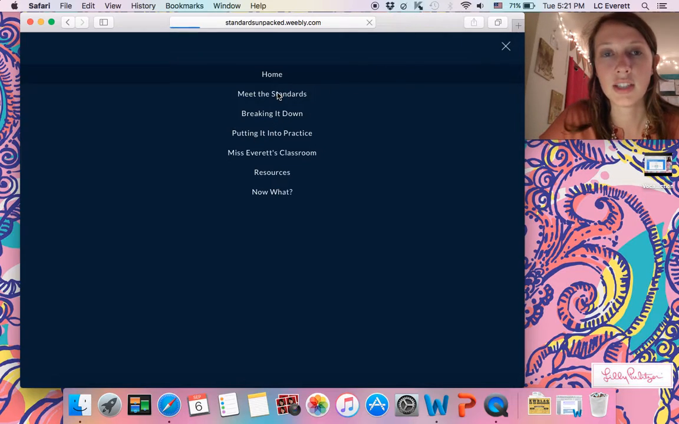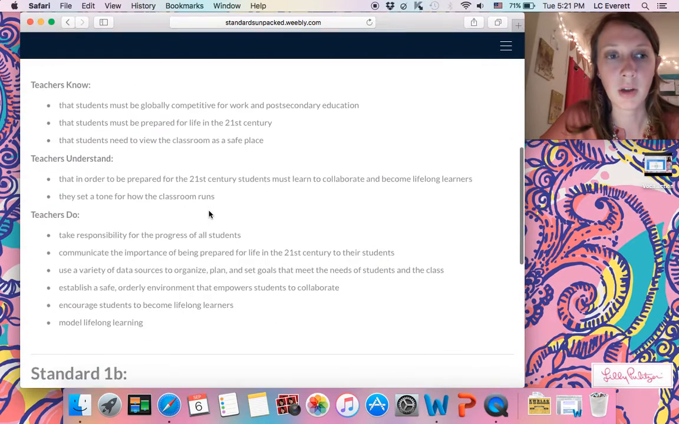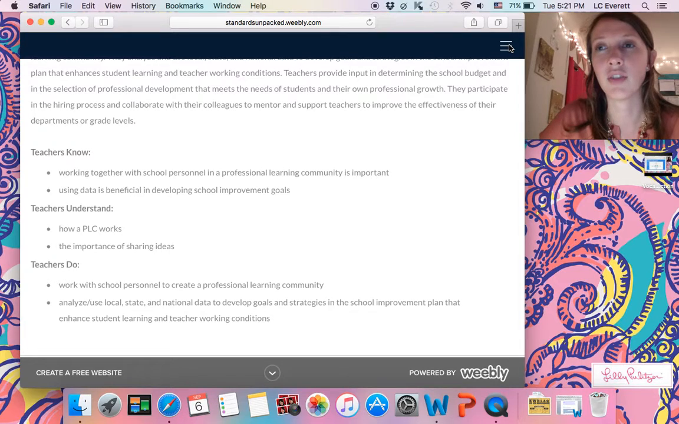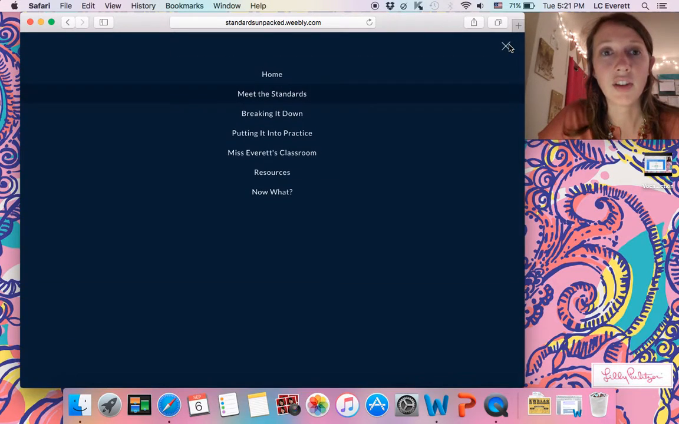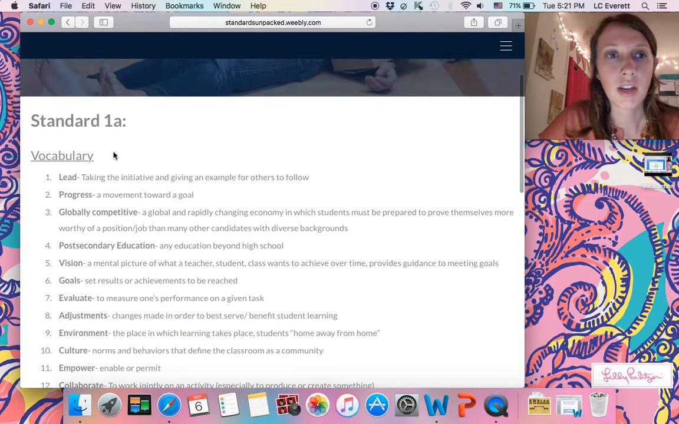But once you get to each page, you'll just start from the top and read to the bottom. Make sure you're reading everything because it's all important information. If I didn't think it was important, I wouldn't have put it on here for you to look at. After you've done that, you'll go to breaking it down. You will read from the top to the bottom.